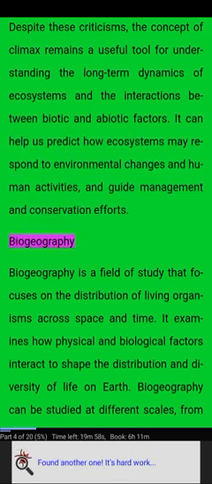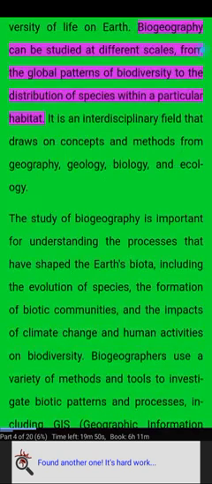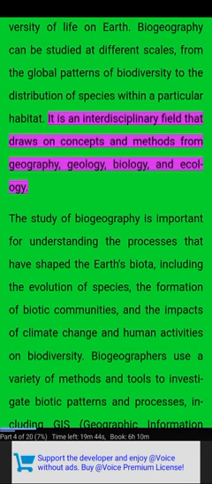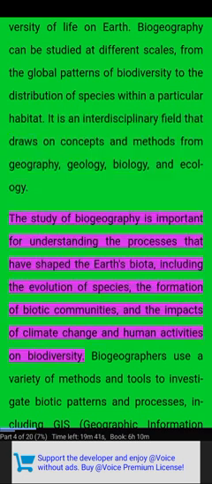Biogeography. Biogeography is a field of study that focuses on the distribution of living organisms across space and time. It examines how physical and biological factors interact to shape the distribution and diversity of life on Earth. Biogeography can be studied at different scales, from the global patterns of biodiversity to the distribution of species within a particular habitat. It is an interdisciplinary field that draws on concepts and methods from geography, geology, biology, and ecology.